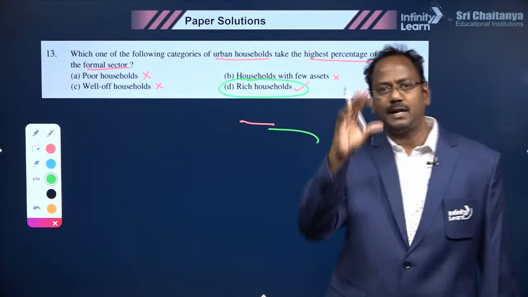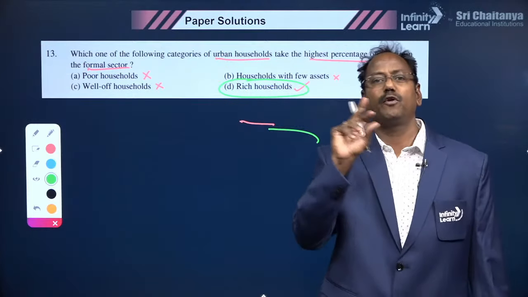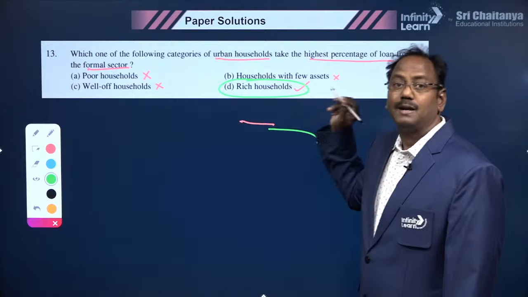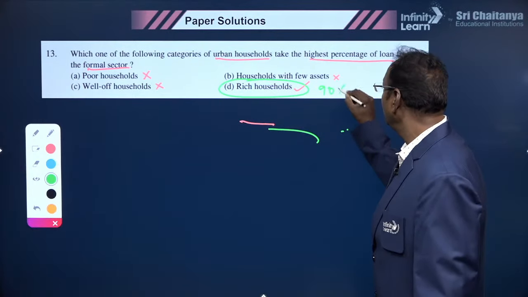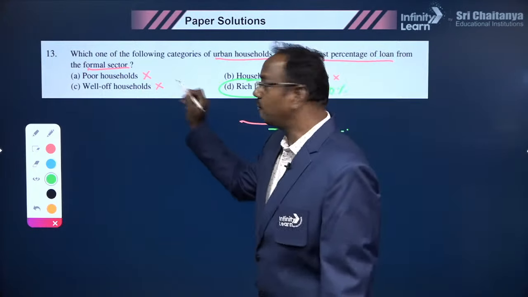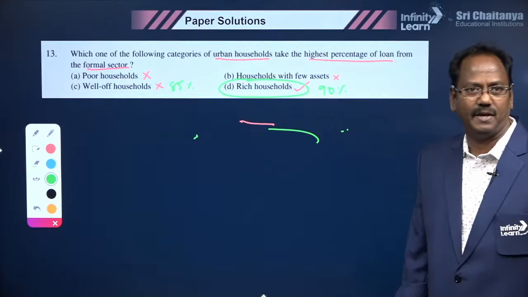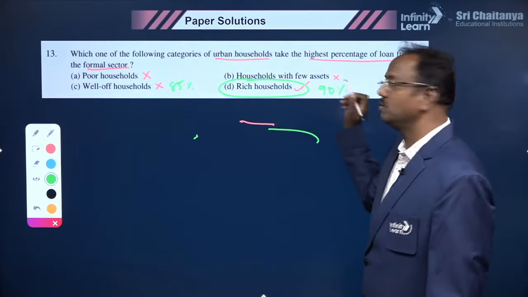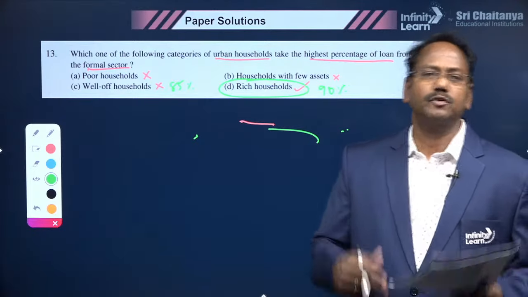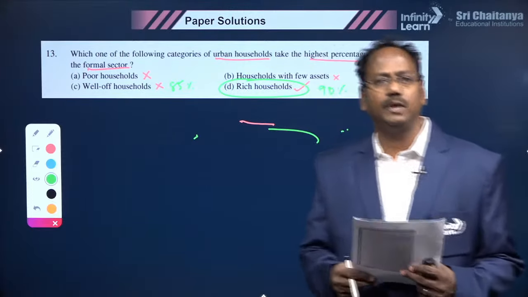In the textbook, this concept has been explained through four pie diagrams. In them, rich households are taking 90%, the highest percentage, whereas well-off households could get loans of only 80 to 85%. Rich households know all the procedures and have collaterals, so they could easily follow the procedures and everything.